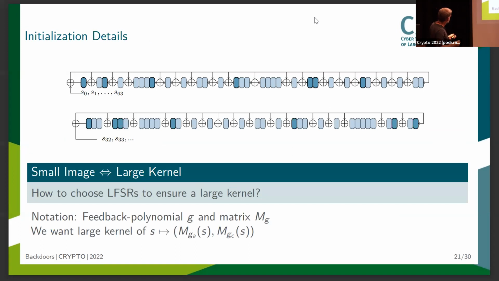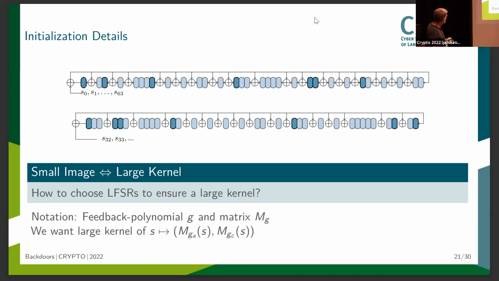So this is register A and this is register C, and this is what happens. Initialization works by feeding in the bits of the key. That's how everybody would do it. So you feed in the key, and then you clock the register. You feed in the next bit of the key, and you clock it, and so on. And for the second register, you actually start with a different bit, but basically you do the same. You feed in the key.